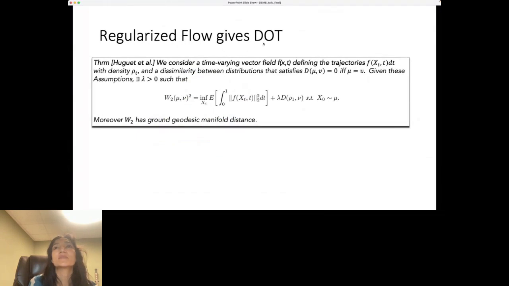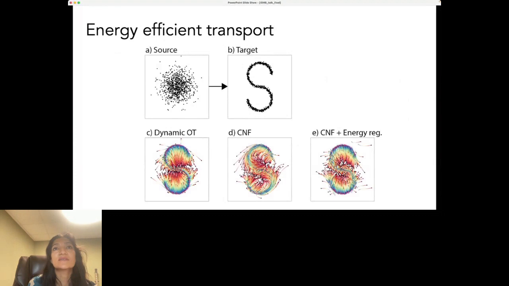So dynamic optimal transport is a type of optimal transport that's also penalizing the actual paths rather than the end result. And we are able to show in the paper that if you have this energy penalty, then you get dynamic optimal transport with a geodesic manifold distance as the ground distance between data points. So the idea of adding this energy regularization is that you minimize the energy you take to perform the optimal transport. So things go right into the spot they're supposed to go when they're transitioning from one population to another population.